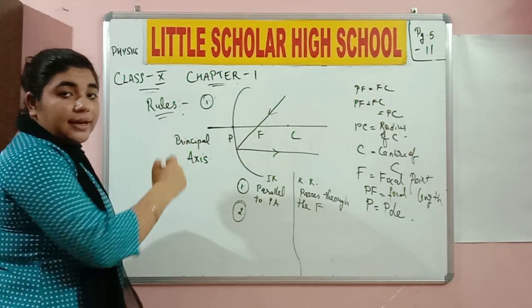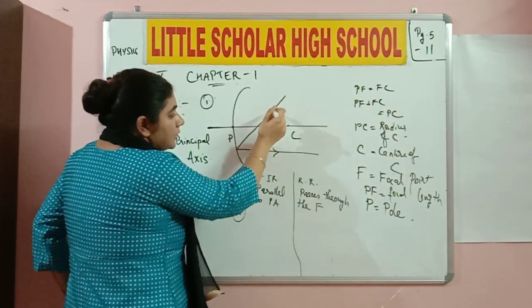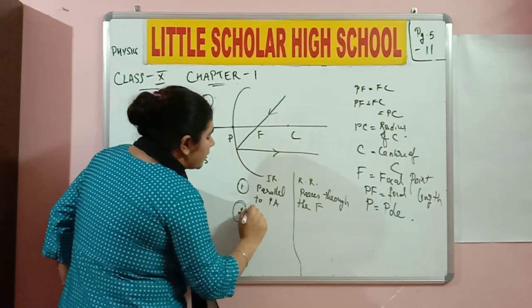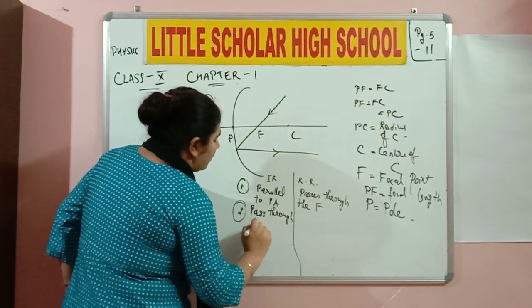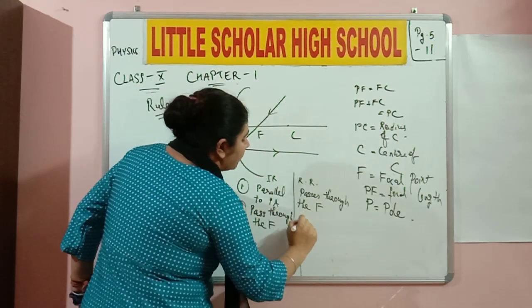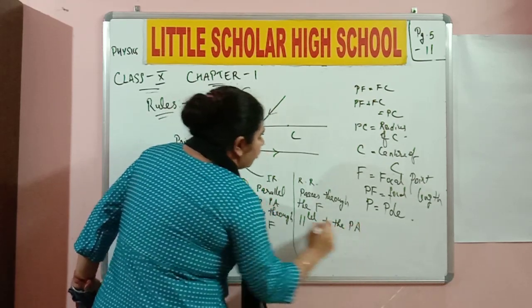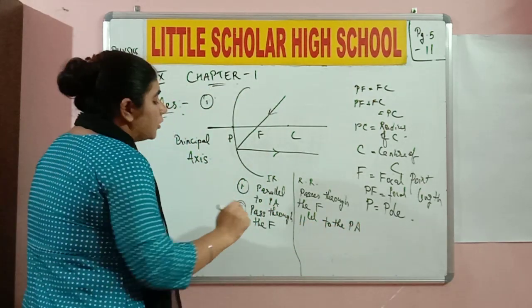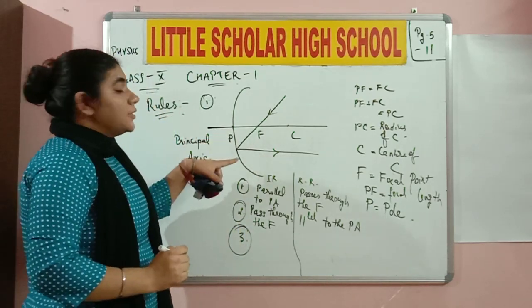Second one. What happens in the second case over here, class? In the second case, the incident ray is going to pass through the focus, and the reflected ray is going to be parallel to the principal axis. You must have used the symbol in maths. Please don't tell me you have not used it. Okay. This was the second rule.